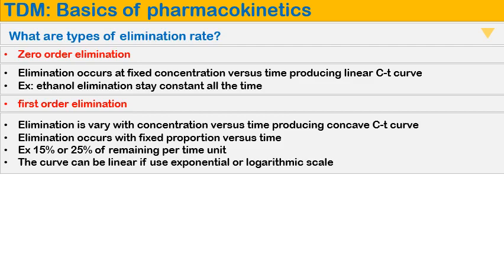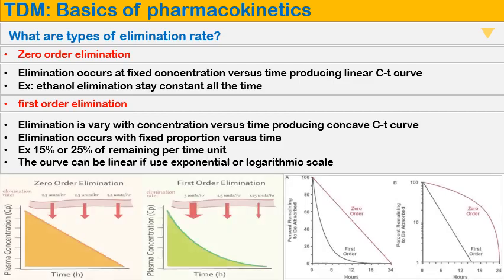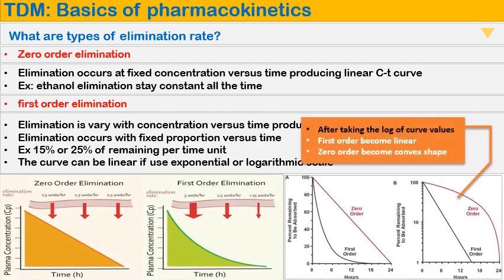Okay. The curve here would be linear if expressed exponentially, while zero order is always linear. Here the curve would be linear if we use an exponential or logarithmic scale. Looking at the zero order curve, first of all its shape is linear. The concentration versus time is a fixed amount, for example 2.5 units per hour at any stage of elimination.